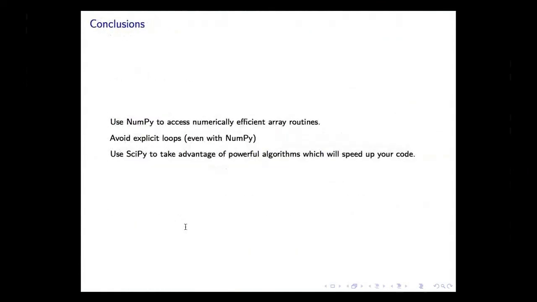All right, so to summarize, I hope I have demonstrated to you that using NumPy to access numerically efficient array routines is very important in Python, giving you very useful speedups. But you have to keep in mind that even with NumPy, you must avoid explicit loops. So NumPy by itself is not a cure for using explicit loops. And even if your code uses NumPy and avoids explicit loops, you can gain additional speedups by taking advantage of very powerful algorithms which SciPy provides.